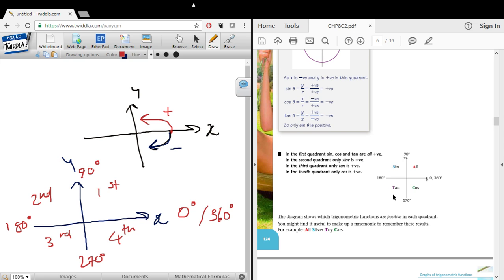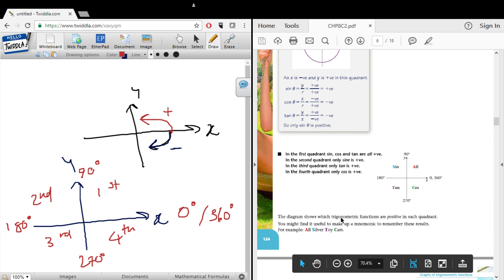And again, they give you a handy way of appreciating this. In the first quadrant, sine, cosine and tan are all positive. In the second quadrant, only sine is positive. In the third quadrant, only tan is positive. Fourth quadrant, only cos is positive. This diagram shows which trigonometric functions are positive in each quadrant. You might find it useful to make up a mnemonic to remember these results, for example, all silver toy cars. Again, even the book is utilizing mnemonic methods, so please do remember it.